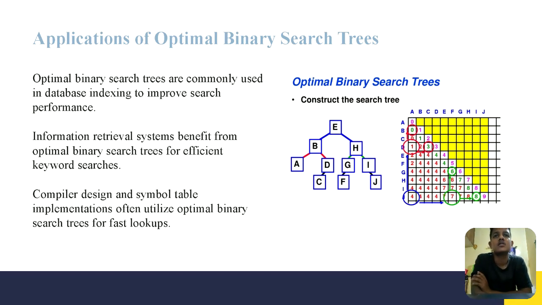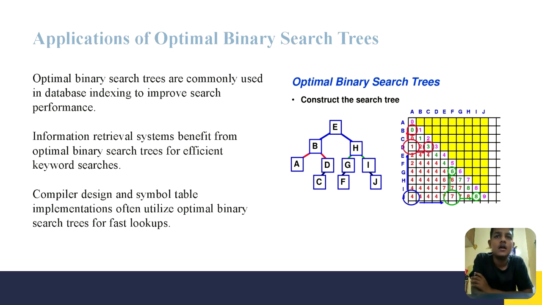Applications of optimal binary search trees: where do we use these search trees? Optimal binary search trees are commonly used in database indexing to improve search performance. This is the basic need of database indexing. Information retrieval systems benefit from optimal binary search trees for efficient keyword searches. And again, information retrieval systems also gain an advantage from optimal binary search trees.